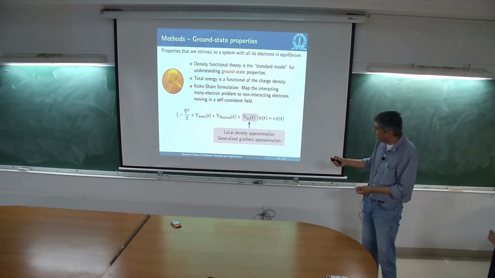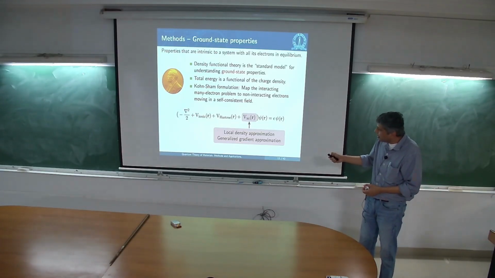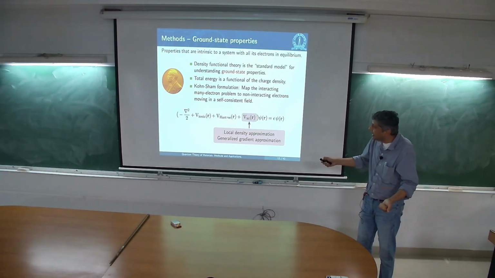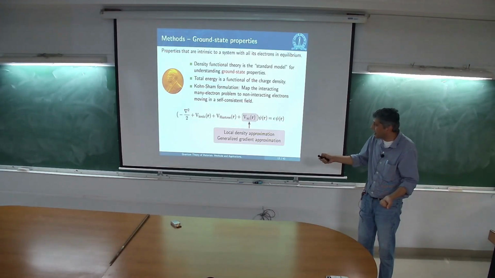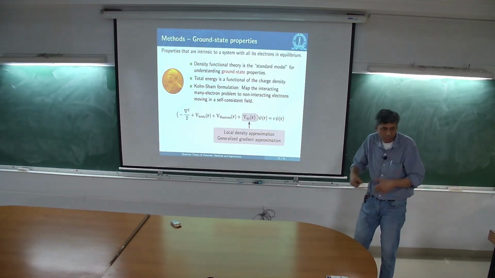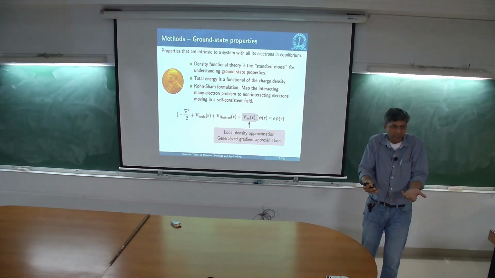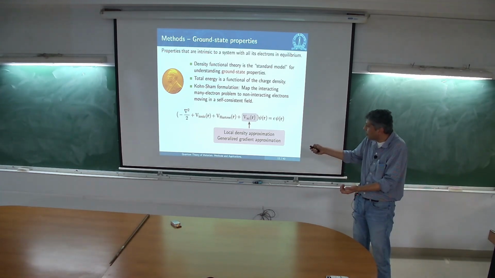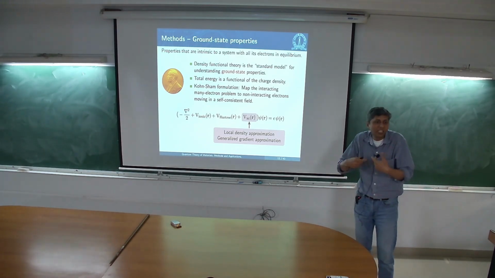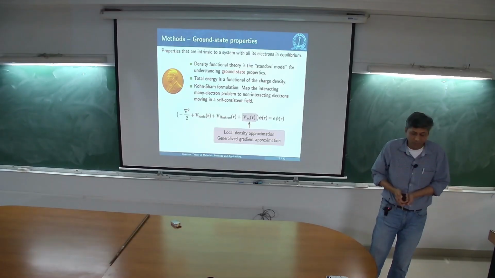Now, this is the one electron wave function, if you wish, the Kohn-Sham orbitals. Using this you can construct a density, which also goes into the Hartree potential, because the Hartree potential depends on the density. So the density is calculated by solving this equation, and then you have to go back, and this is where the self-consistency part of this comes in.